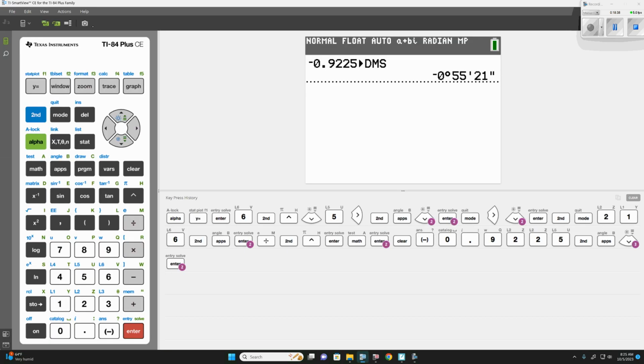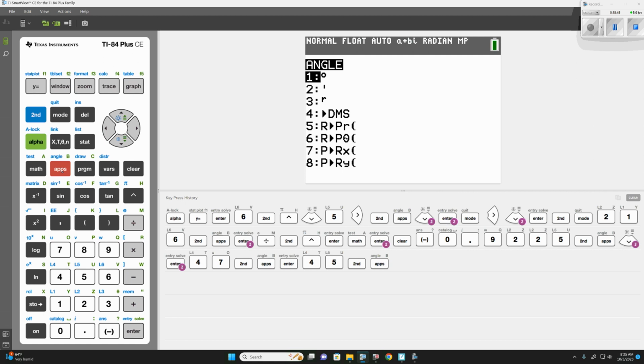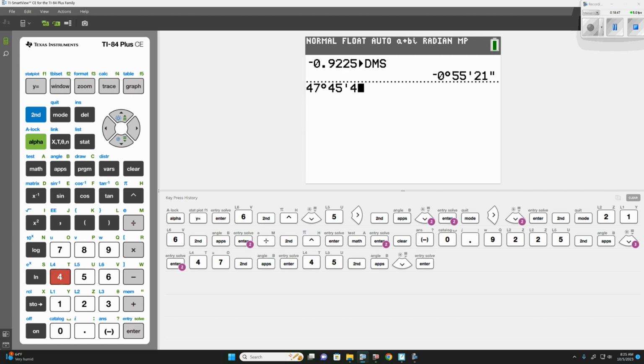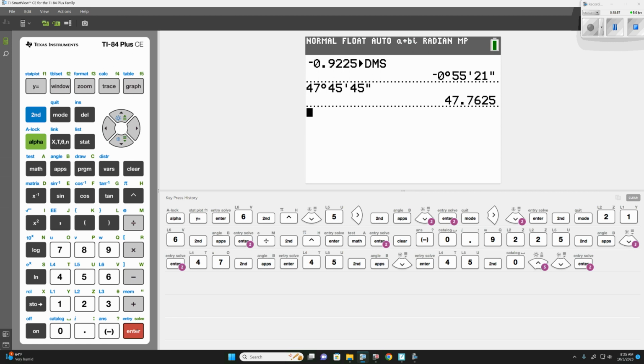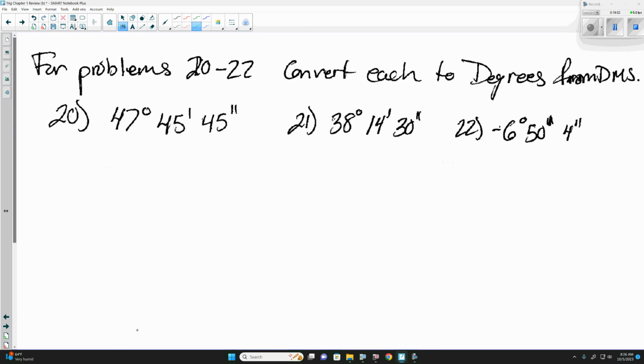I can grab the graphing calculator. 47, second apps, degrees. 45, second apps, minutes. 45. This time we can't go into the apps at angle. We got to go into the catalog. Seconds, enter. 47.7625. That's it. Questions on this here?